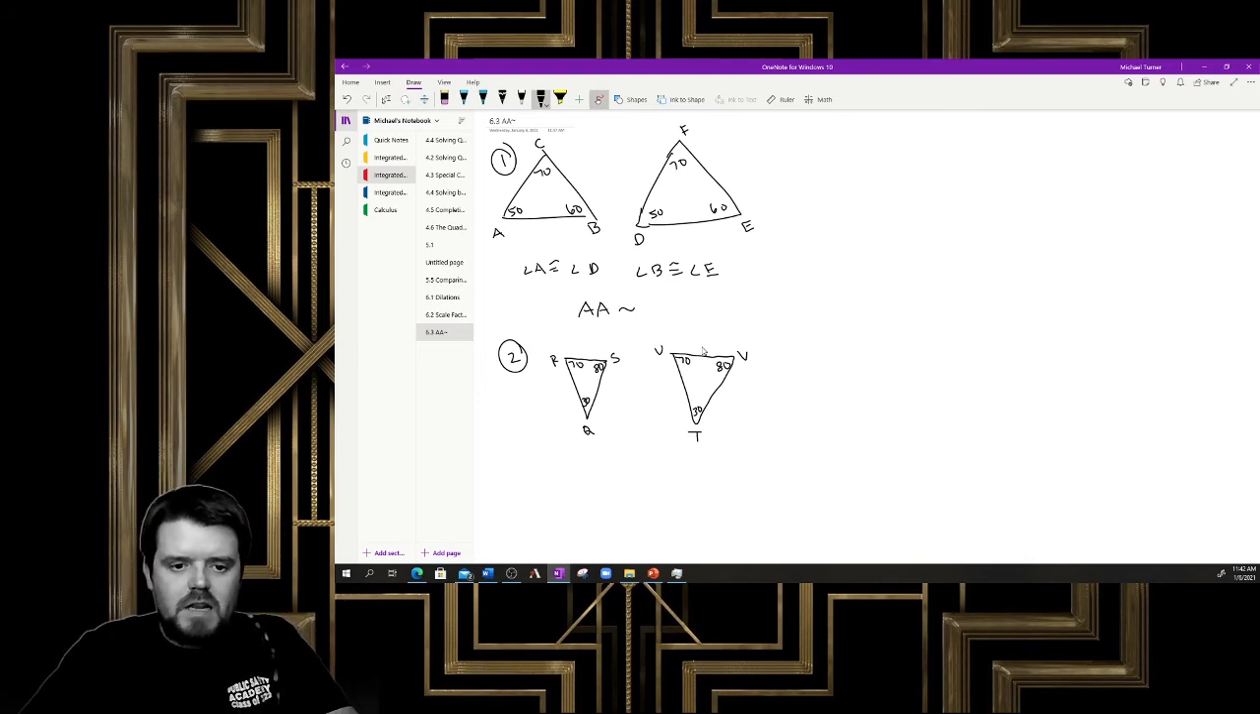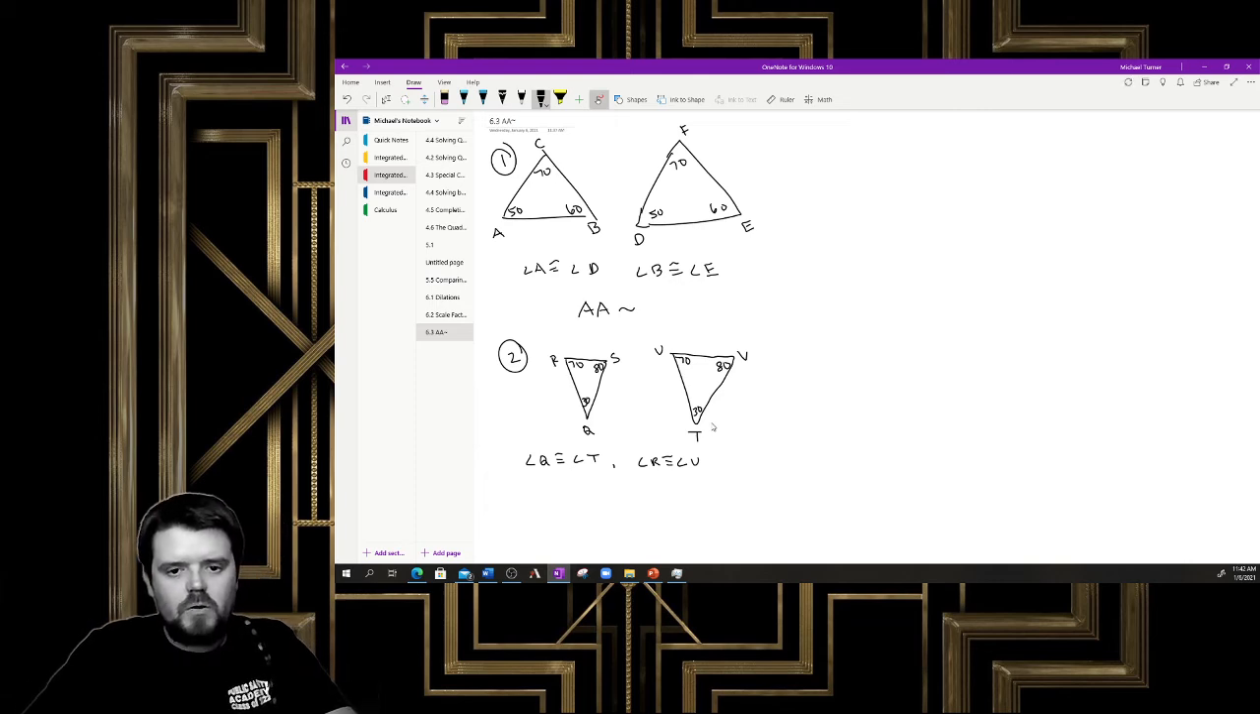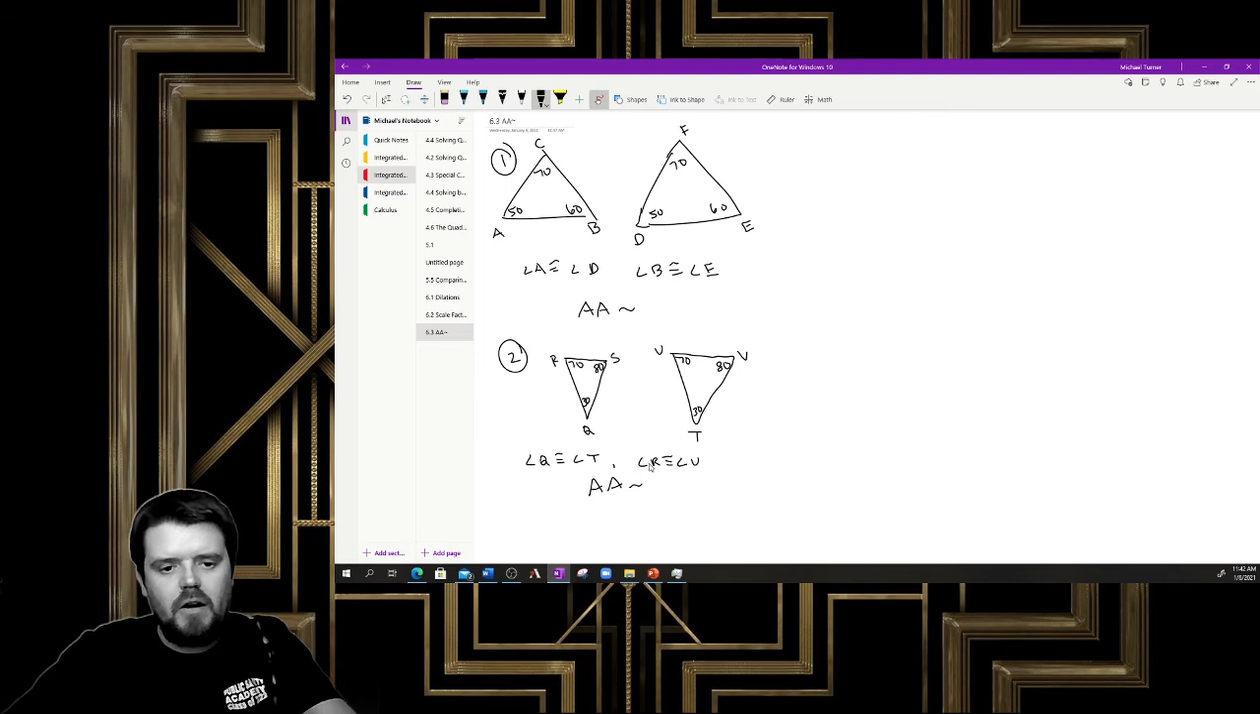So by taking that extra step and figuring out what the missing angle is, I can show that these are similar. And you can pick any two. Angle Q is congruent to angle T, and angle R is congruent to angle U. Therefore, the triangles are similar by angle-angle similarity.